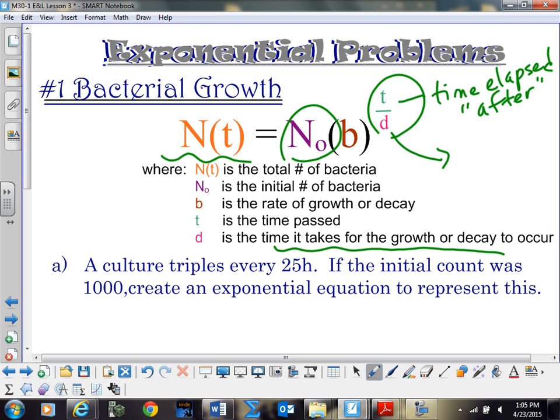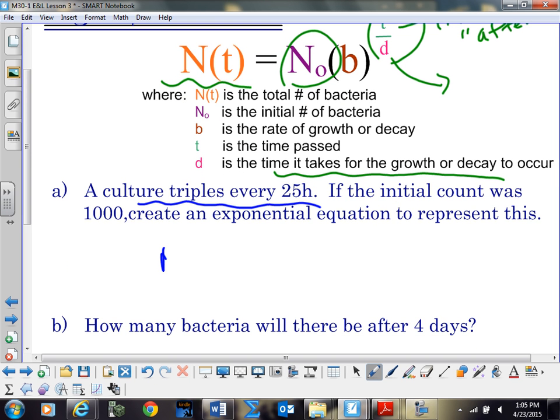So let's look at an example using a culture. It triples every 25 hours. So this first sentence gives us two variables right away. Triple means we have a base 3. So the number after a given time, original amount, well I know the base is 3. Now it says it triples every 25 hours. That's the D value, the time it takes for growth to occur is 25 hours.